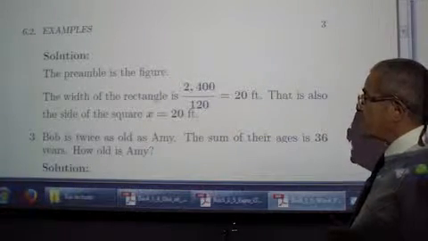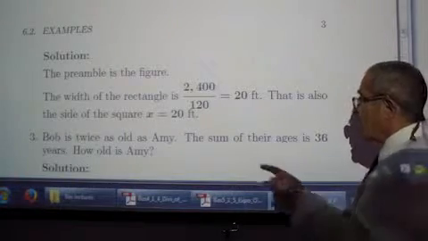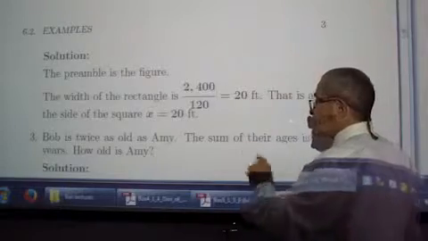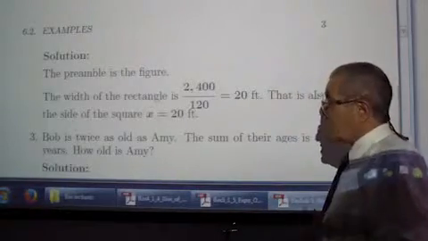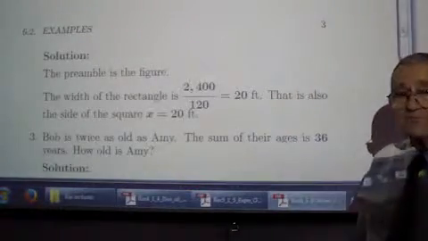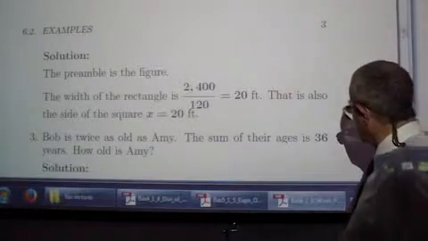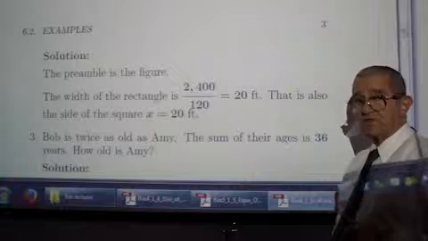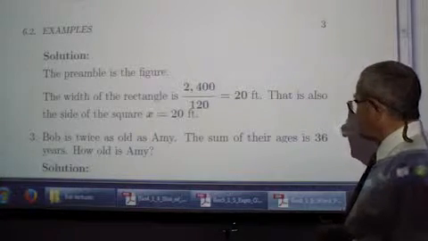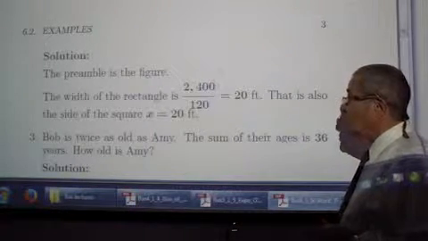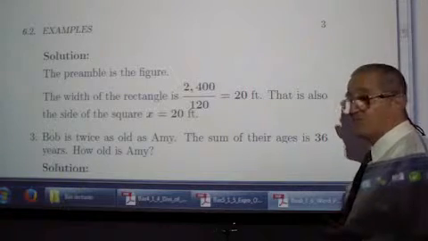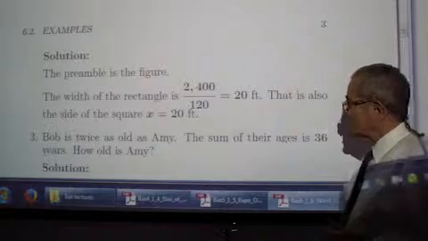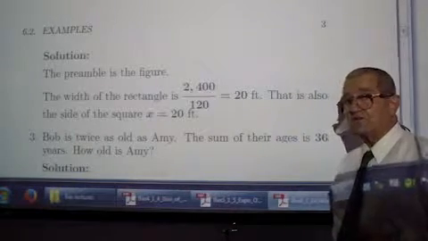A third example. Bob is twice as old as Amy. The sum of their ages is 36 years. How old is Amy? Would you like to take a shot? Would you like to try this? See if you can get it? What's the first thing I said you should do? You know the answer to what you are looking for.